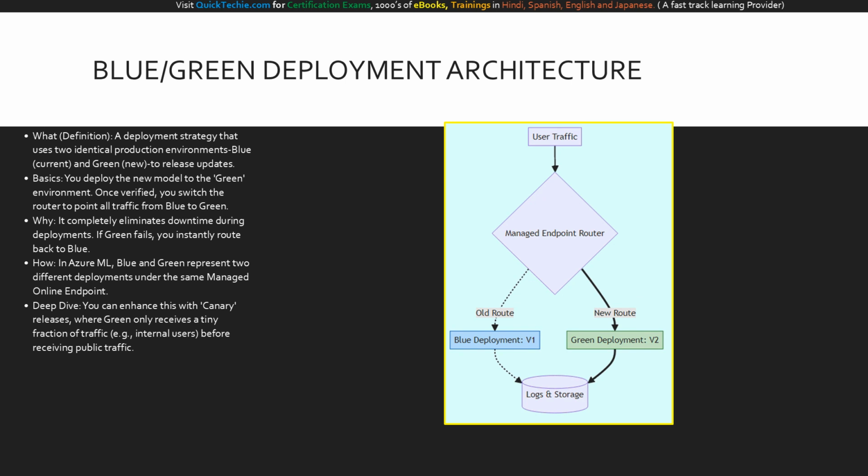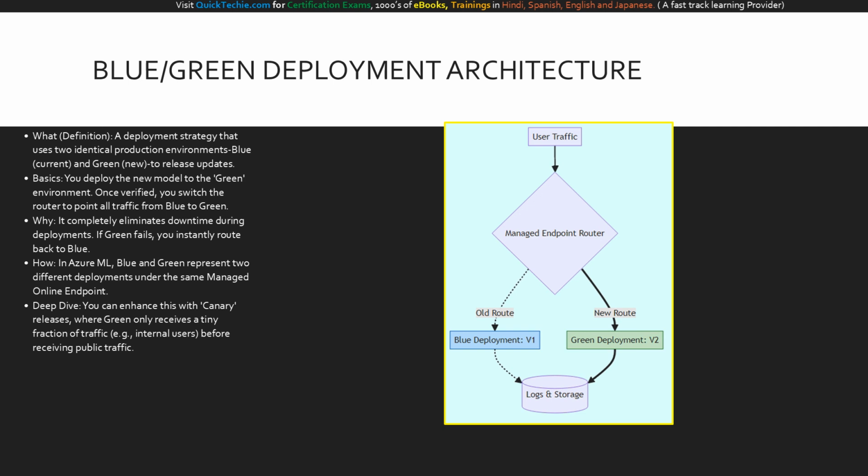To manage these traffic shifts, we utilize the blue/green deployment architecture. What is this? It is a battle-tested software engineering strategy adapted for MLOps. It involves maintaining two identical production environments. Blue represents your current, stable model, and green represents your newly trained model. The basics are straightforward. You deploy your new model to the green environment in the background. Once it is fully loaded and verified, you switch the router to point traffic from blue to green.